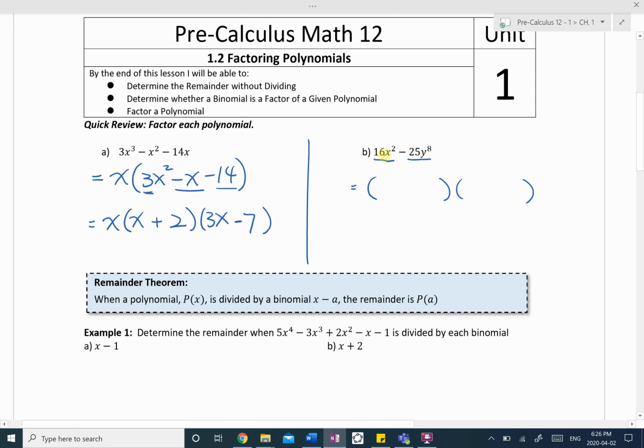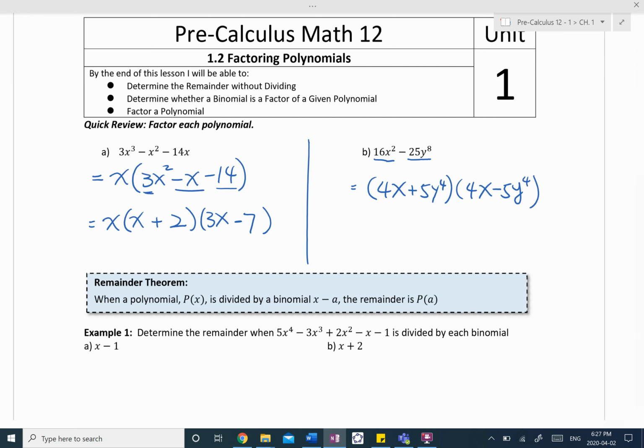We're looking at what multiplied by itself gives you 16x squared. That'll be 4x. And then we're looking at a term that multiplied by itself gives us 25y to the power of 8. That would be 5y to the 4. And recall, it's going to be a plus sign between one pair and a minus sign between the other. So when they multiply together, you get 16x squared minus 25y to the power of 8. Okay, so these are some polynomials that we've seen in the past that we can factor, no problem.